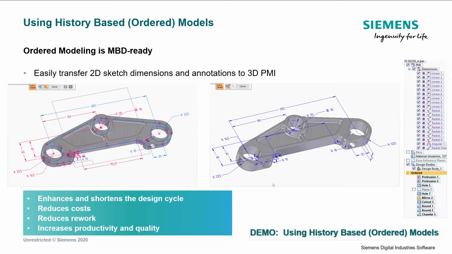This method of design utilizes an approach where much of the intelligence, including the dimensional information, is encompassed in underlying 2D sketches. While this design approach isn't as direct as synchronous technology, Solid Edge provides a way for us to easily transfer the 2D sketch intelligence into 3D PMI information. Let's take a look.